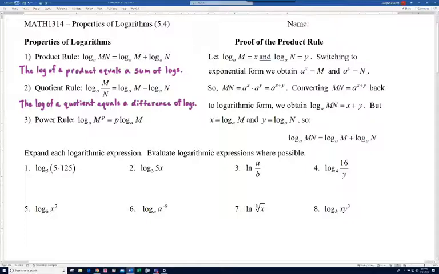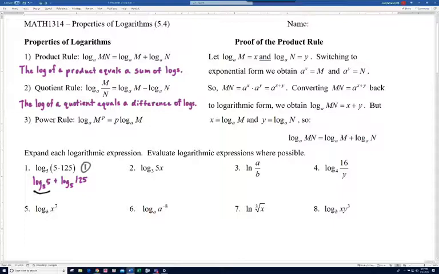So notice in the first problem we have the log of a product, 5 times 125. And so it's just like what we have here in property number 1, the product rule. So I'm going to go ahead and write the property here, or indicate which one it is. It's property 1. And so this would be the log base 5 of 5 plus the log base 5 of 125.